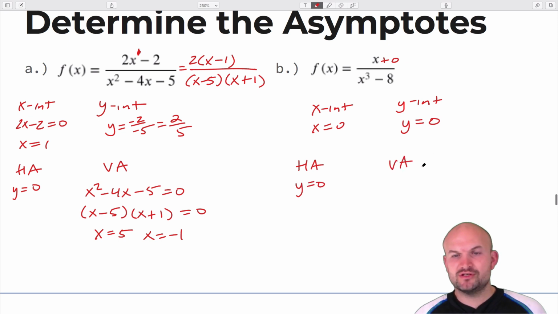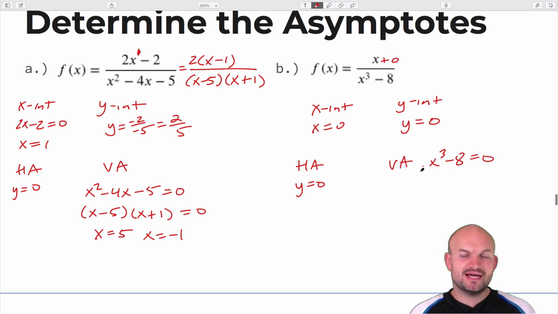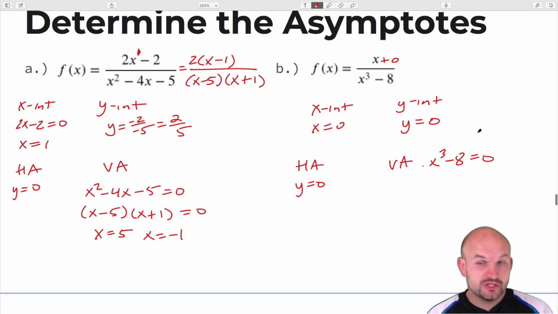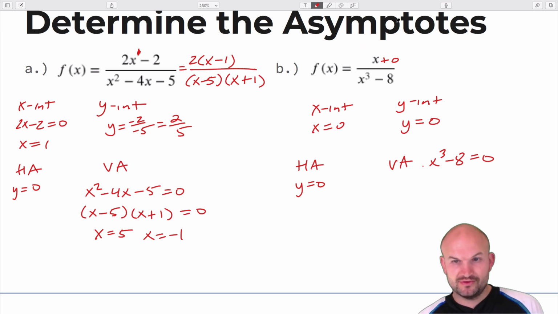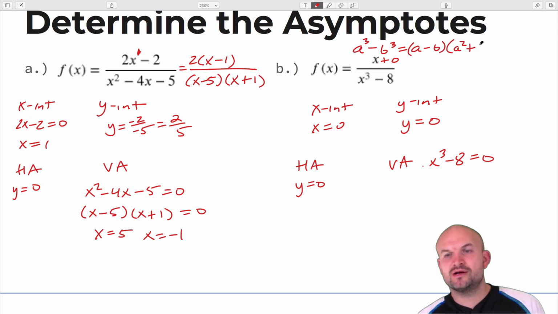Horizontal asymptote is very easy. Now the vertical asymptote is something that we don't really cover as much, but we recognize this as the difference of two cubes. This is something I did cover in the first lesson, just to remind students of it. So let's go back through this. I did provide this to my students. A cubed minus B cubed is going to be A minus B times A squared plus AB plus B squared.